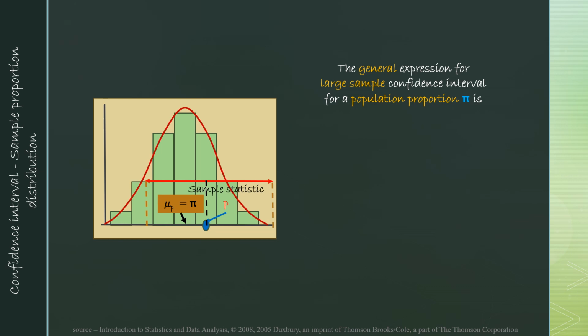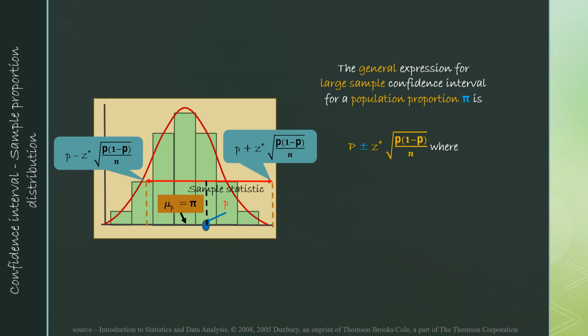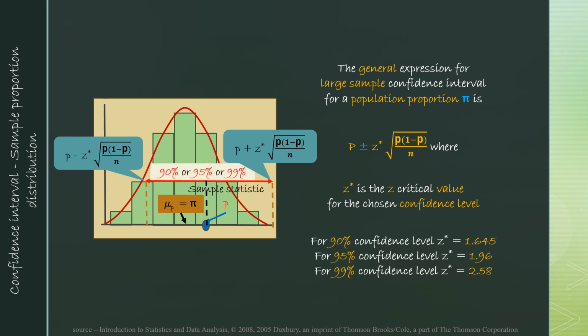The general expression for large sample confidence interval for a population proportion pi is p plus or minus z star times square root of p multiplied by 1 minus p divided by n, where z star is the z critical value for the chosen confidence level. For 90% confidence level, z star equals 1.645. For 95% confidence interval, z star equals 1.96. And for 99% confidence interval, z star equals 2.58.